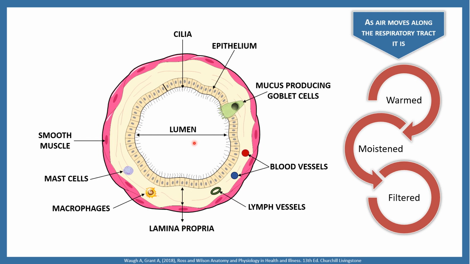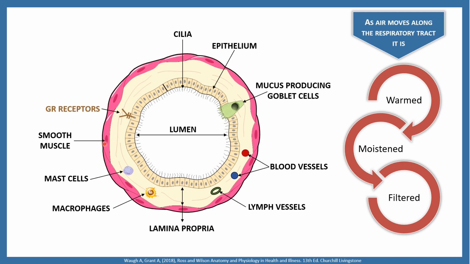Wrapped around our airways, we've got smooth muscle. And this smooth muscle is under the control of the brain. The brain sends messages to it via different receptors, and I'm going to show you that in a bit more detail on its own in a short while, so I'll just leave that.